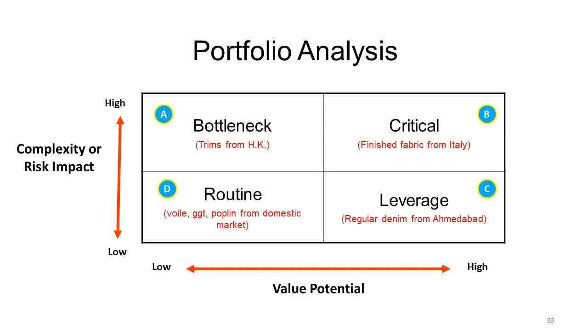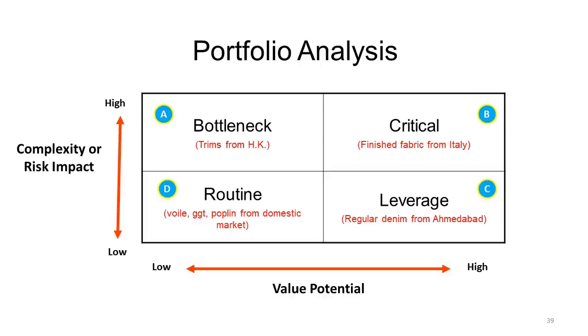So this is a critical area. You have to be very, very, very careful. You cannot go wrong in this, and your planning has to be very, very tight. So finished fabric from Italy is an example of the critical quadrant where the value is high and the complexity is high. So your maximum attention has to be given to the B quadrant, which is critical.